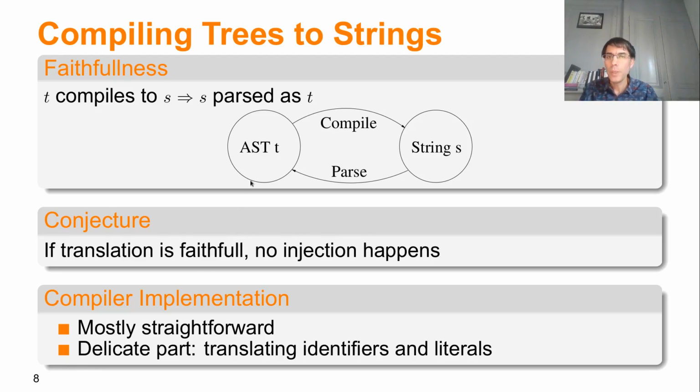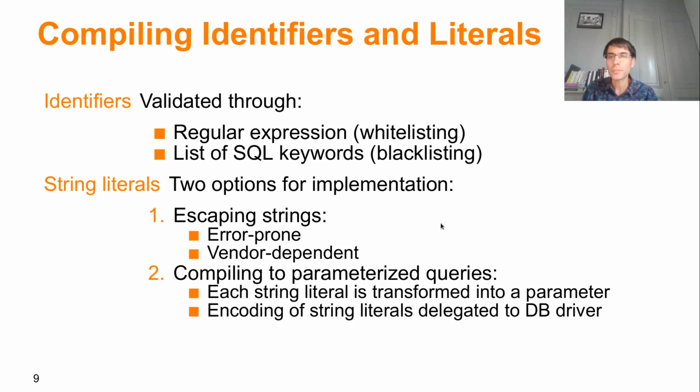But first, how do we implement this compilation phase? Well, transforming an abstract syntax tree into a string is quite straightforward, but the delicate part is translating identifiers and literals. So, as for identifiers, we have to make sure first that they have a shape which is the one of an identifier, so we whitelist them through some regular expression, and mostly we require that they contain only alphabetic and numeric characters.